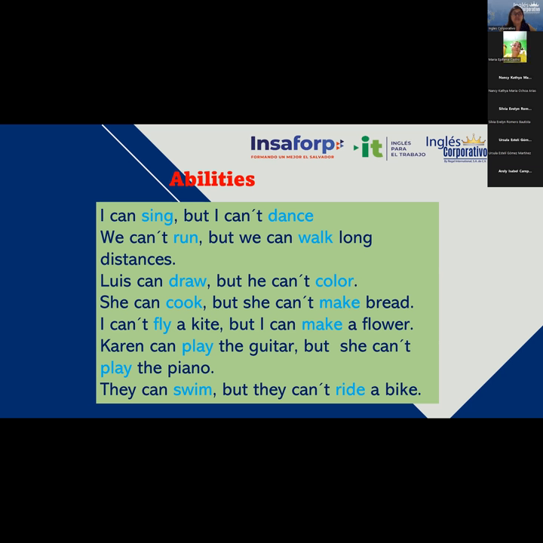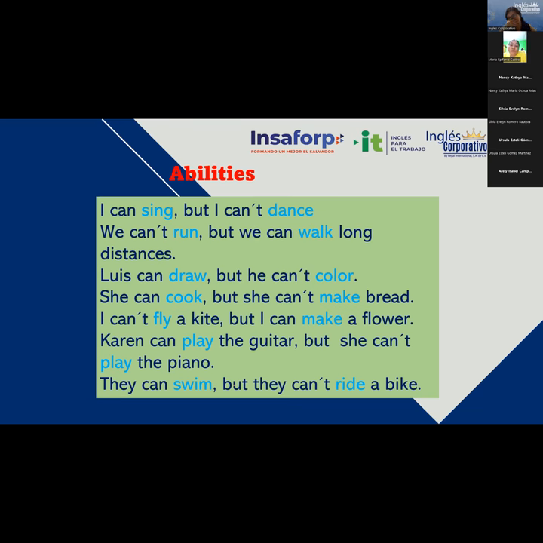Can you make cookies? No, I can't. I cannot make cookies. Oh, I can. You can. Can you fly a kite? No, I can't. I can't fly a kite, but I can make a flower. Can you make a flower? Yes. With paper or drawing?